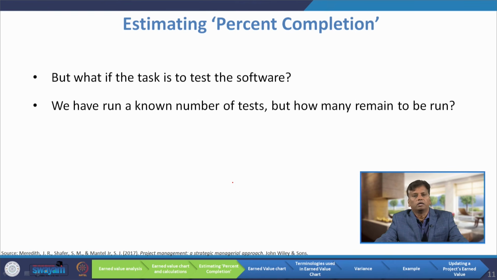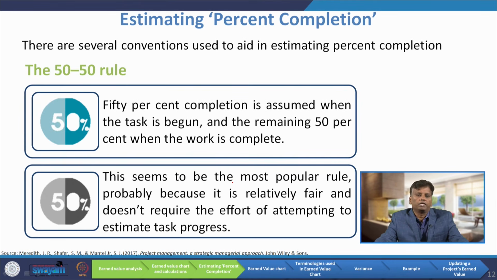So, that will give you the percent completion. Estimating percent completion, there are different principles. There are different conventions used to aid in estimating percent completion. The first custom is the 50-50 rule. Here 50% completion is assumed when the task is begun and the remaining 50% when the work is complete. So, that means 50% is completed, and the remaining 50% is not yet completed.